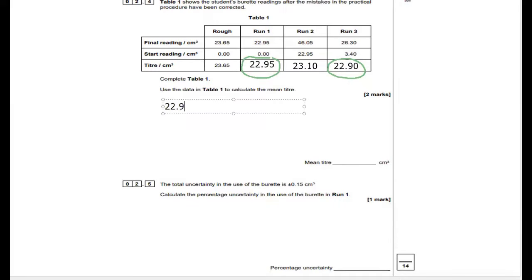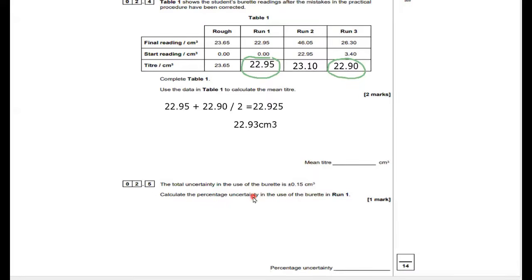So 22.95 plus 22.90, divide those both by 2. We're going to get 22.925. Now you could round that up if you prefer to 22.93 centimeter cubed. So it's up to you which one you want as your mean titre. Both are correct, but some people prefer to round up to 22.93 as all the results are to 2 decimal places. So let's look at the next question.